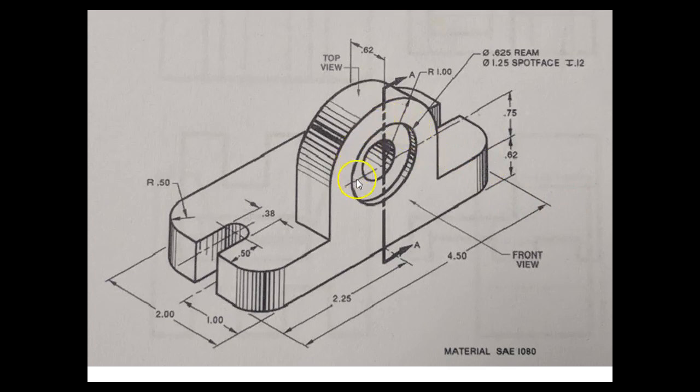We have a spot face and a ream. This is a counterbore. We have some information here. It's not what we learned about earlier in class, but we can make some definite educational thoughts about what this stuff means. So obviously 1.25 is bigger than 0.625, so that means that this outside diameter is 1.25, and then the hole inside of it, the diameter of that hole is 0.625, and it's a ream. Ream means it's going to go the whole way through, and it's going to get finished with a smooth cut.